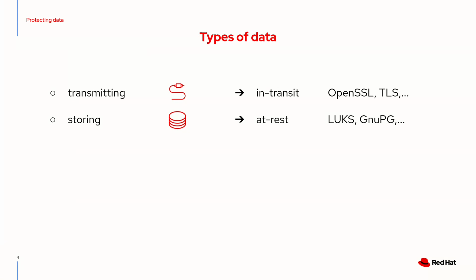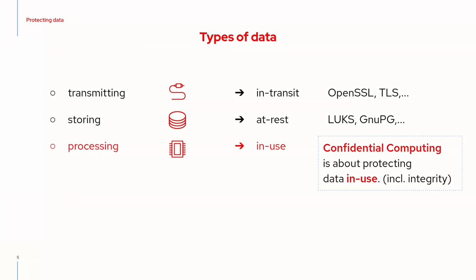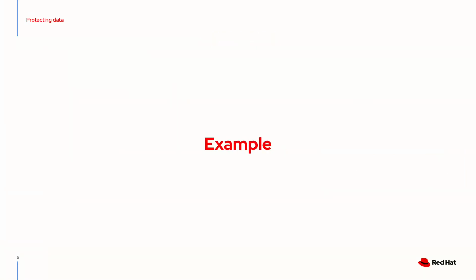Same applies to data at rest. Data at rest is about storage. There are techniques like LUKS or GnuPG that make sure that the disk, when it is not used, is encrypted so nobody can read it. And then eventually there is data in use. Confidential computing is about protecting data in use because at the moment there is no standard to protect data while it is being used in the memory.